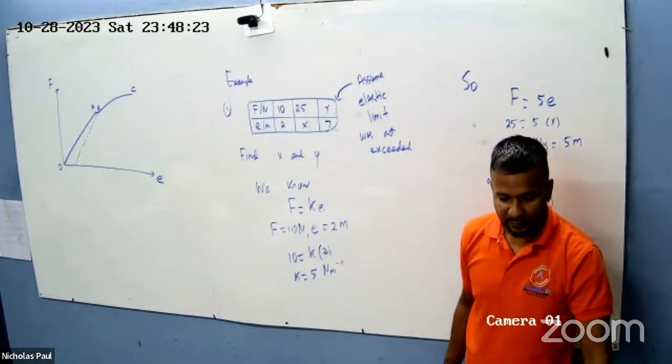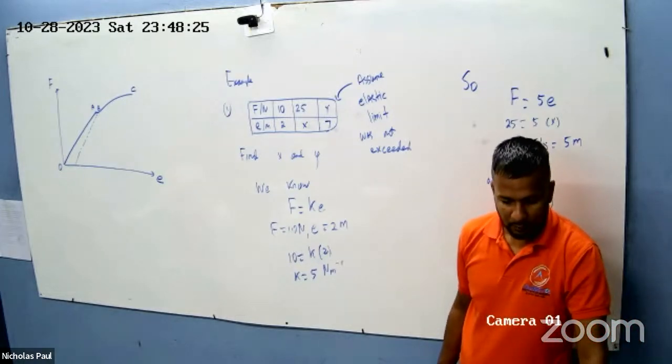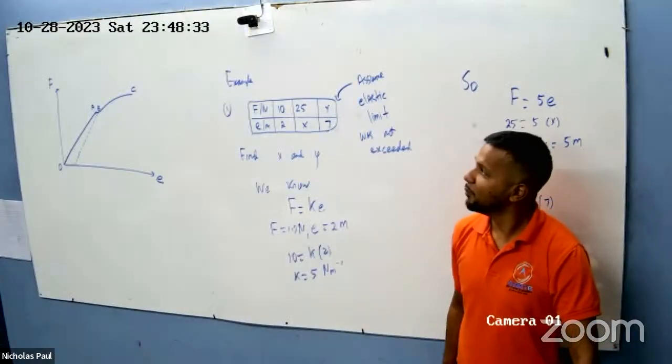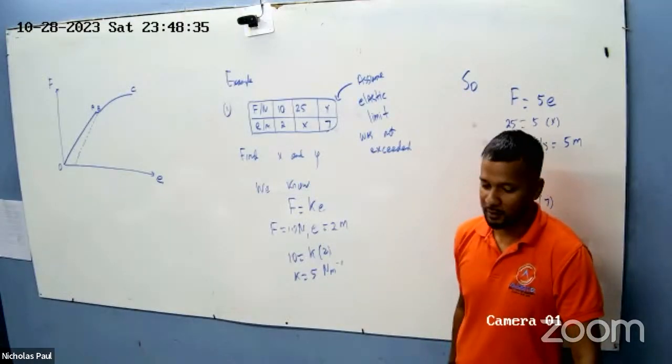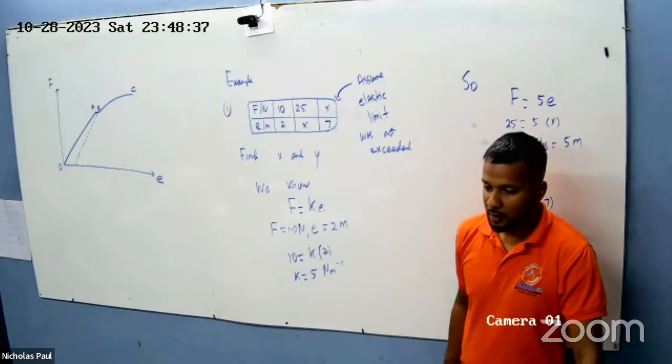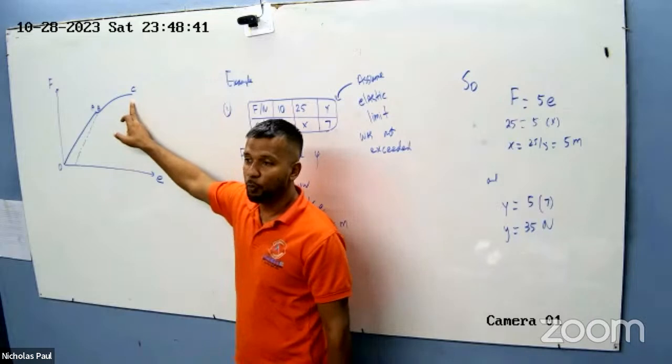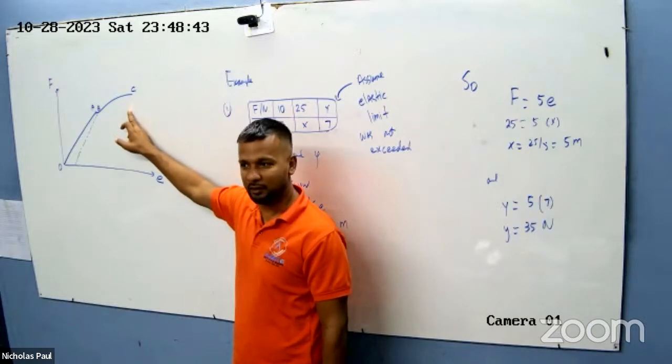Anybody guess? Play-Doh? All right, plastic. Plastic is the answer. Plastic, yeah. Correct, Josiah. So from here to here, we have plastic deformation.